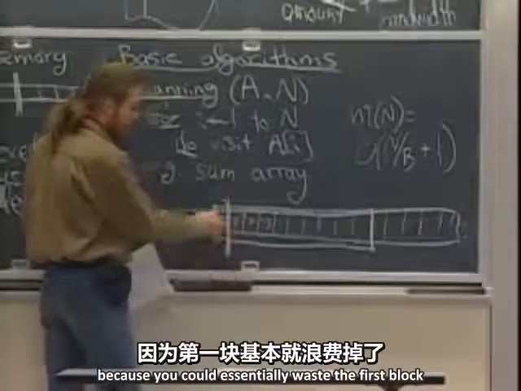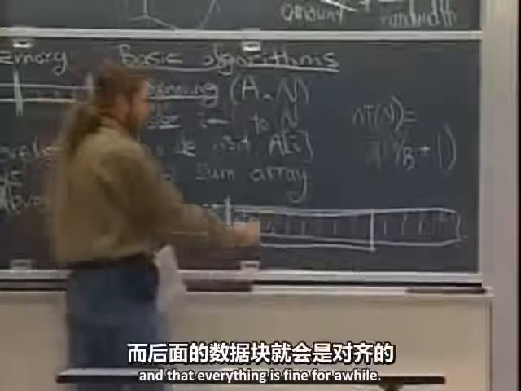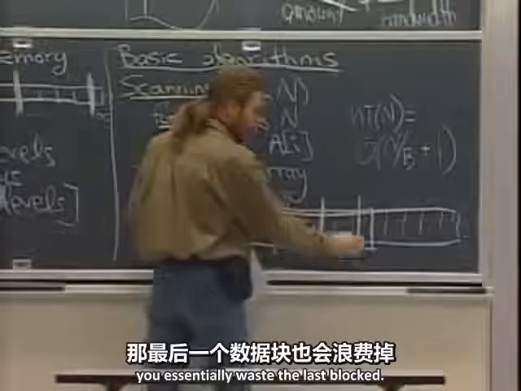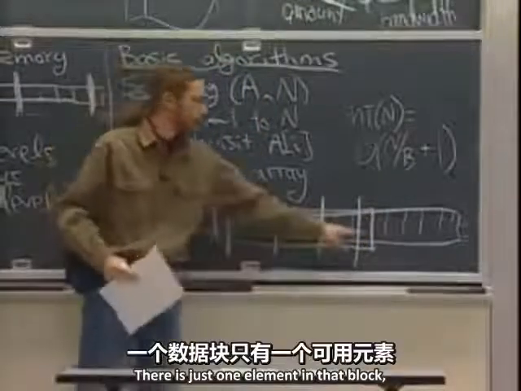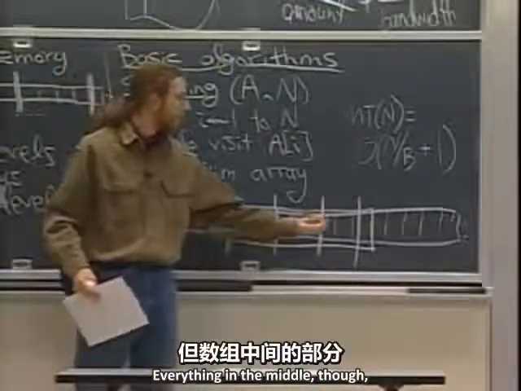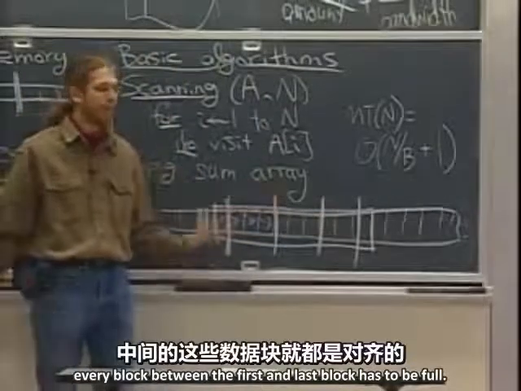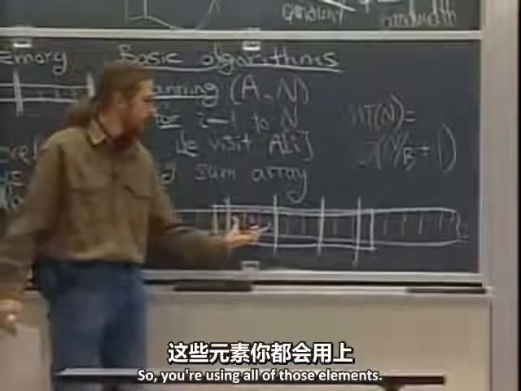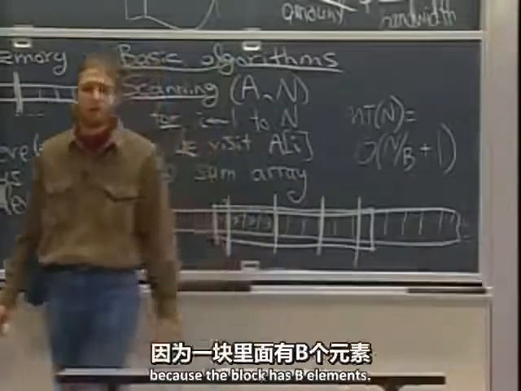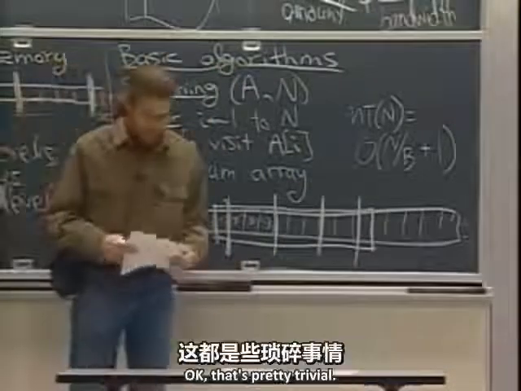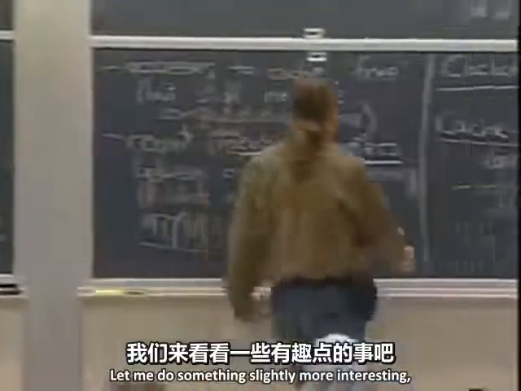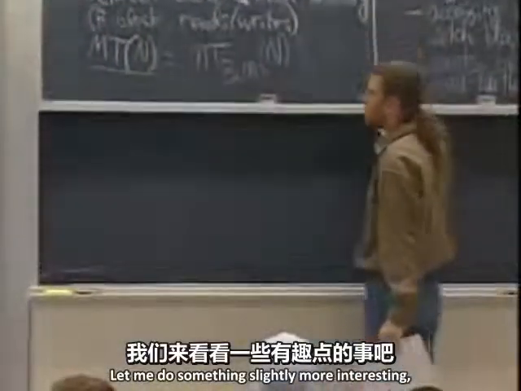Because you could essentially waste the first block, and then everything's fine for a while. And then if you're unlucky, you essentially waste the last block. There's just one element in that block, and you're not getting much out of it. Everything in the middle, though, every block in between the first and last block has to be full. And so you're using all of those elements. So out of the n elements, you only have n over B blocks, because a block has B elements. Okay? That's pretty trivial. Let me do something slightly more interesting.